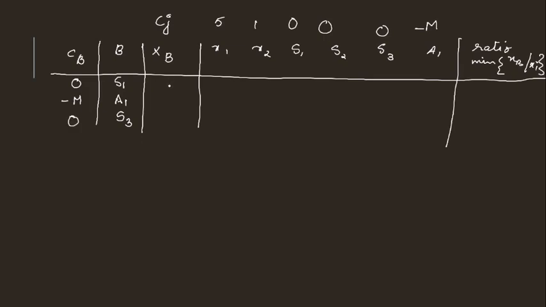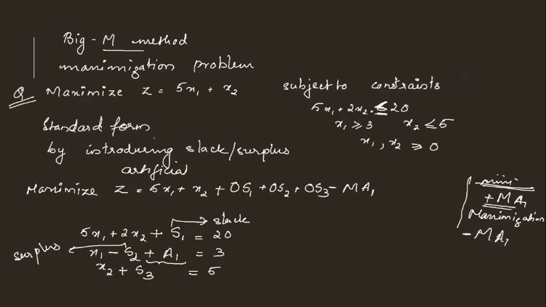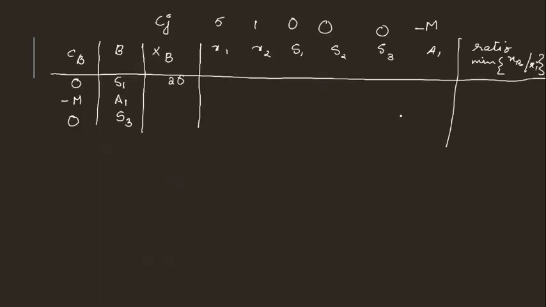Fine. Now what is XB? 20. Just check the right hand side. 23 and 5. Now you can write the other elements also. 5, 1, 0, 2, 0, 1, 1, 0, 0, 0, minus 1, 0, 0, 0, 1 and 0, 1, 0.